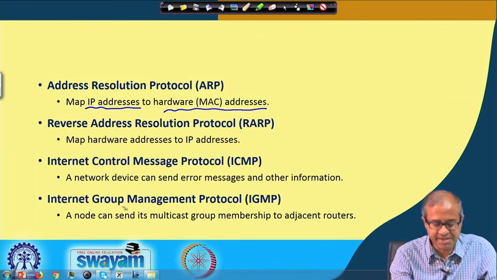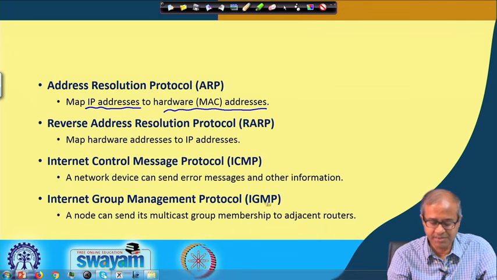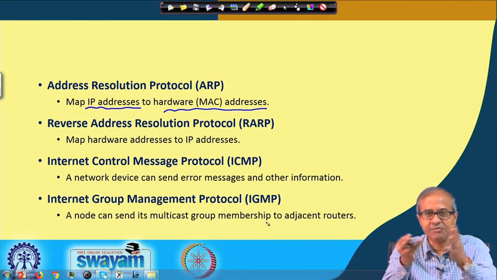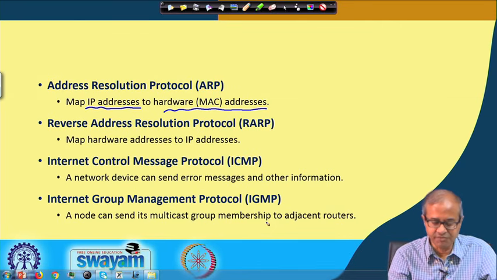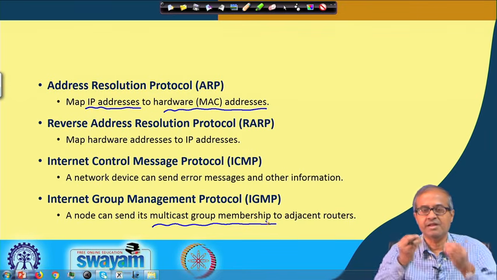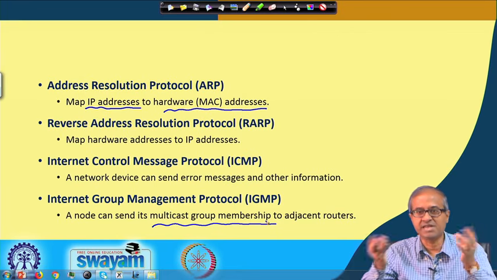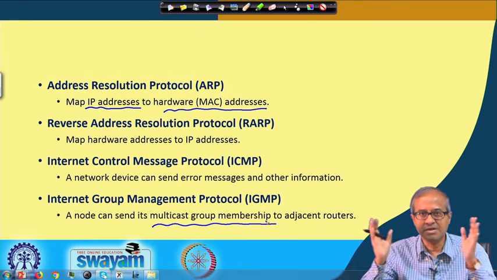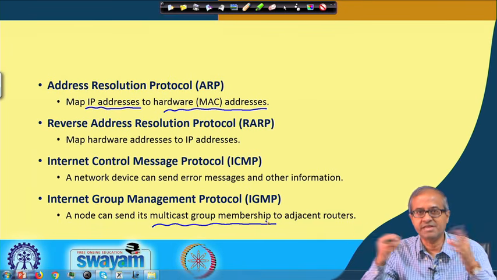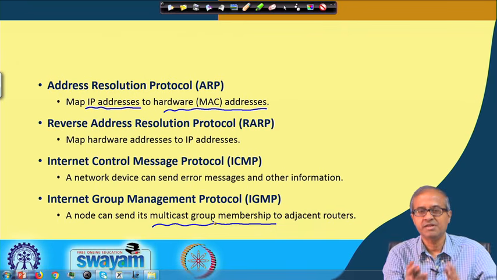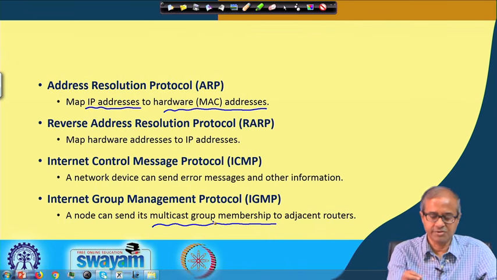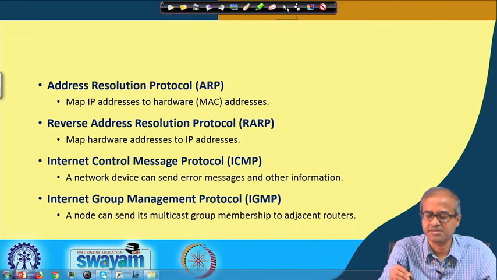And finally, Internet Group Management Protocol, IGMP. Here a node can communicate with its adjacent routers some information about its multicast group membership. Whenever it wants to do some broadcast or multicast, selectively sending data to some set of nodes, it can inform the routers which multicast groups it wants to send data to or receive data from. So, these protocols are roughly used for these purposes.